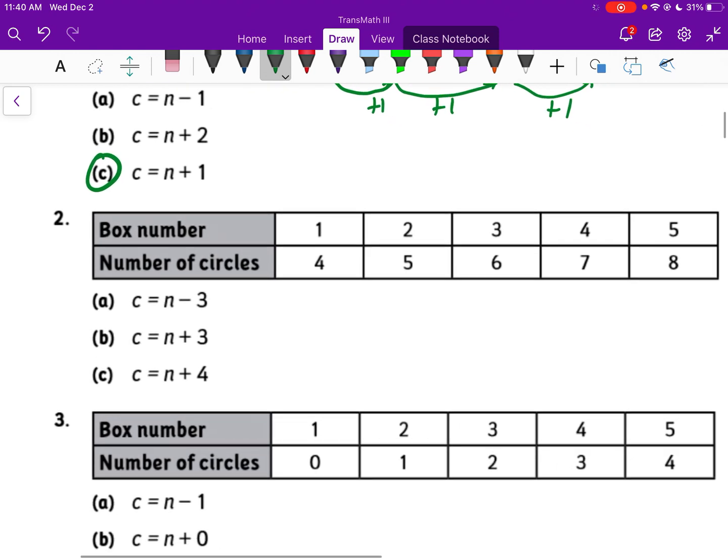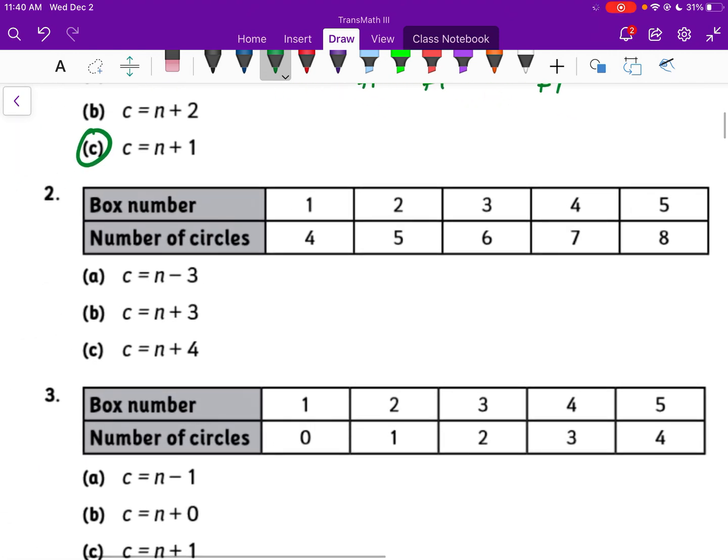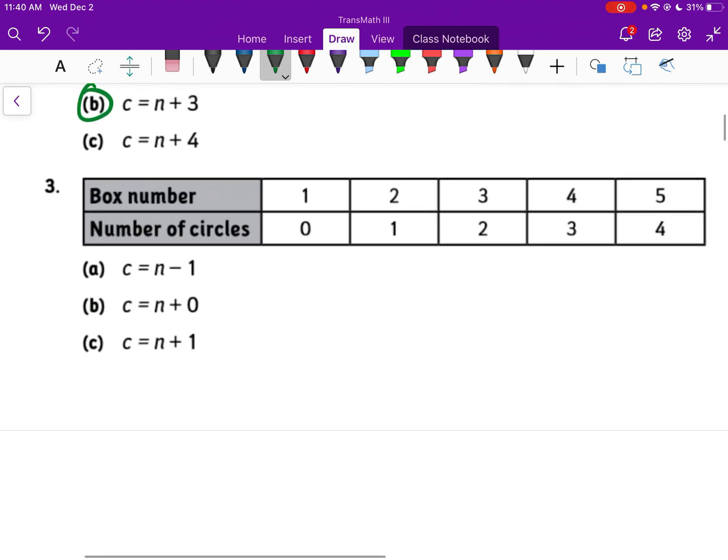in this case. Okay, so number 2, again, the number of circles always went up by 1. So comparing the box number, you did the box number plus 3, which always gave you the number of circles. So in this case, the number of circles is equal to the box number plus 3, which is B in this case. C is equal to the box number plus 3.